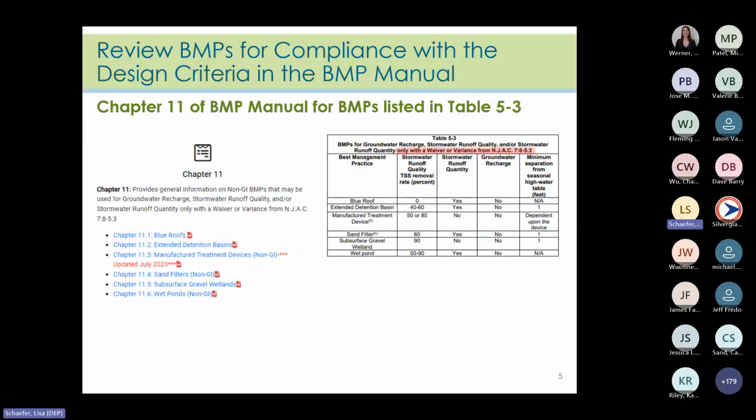Now, the Table 5-3 BMPs are not GI BMPs, and you will always need to obtain a waiver or variance before you can use any of these for meeting the water quality or quantity control or groundwater recharge requirements.